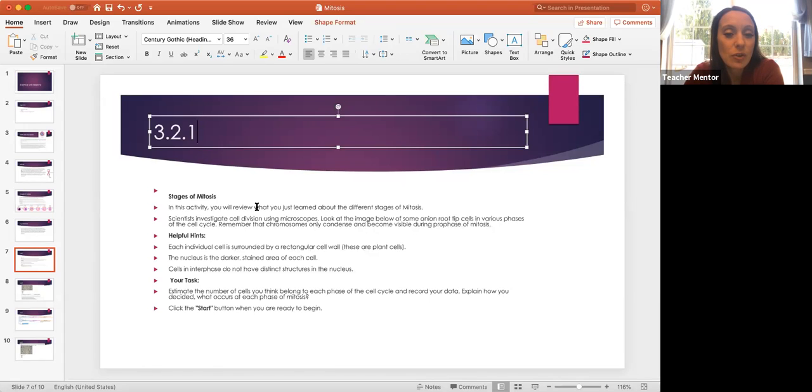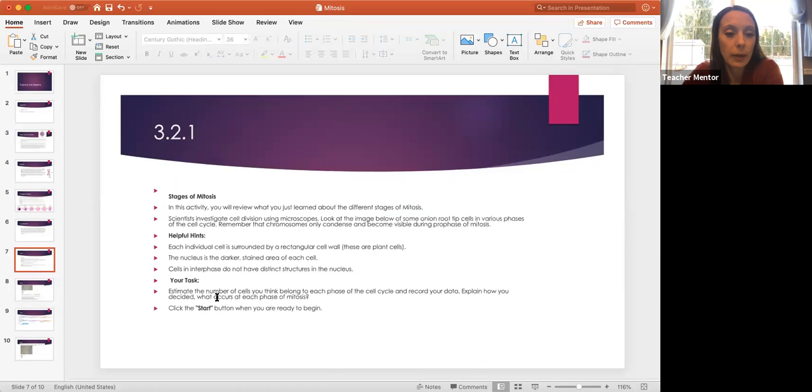Cells in interphase do not have distinct structures in the nucleus. So when you see a cell that is in that major part of its life cycle, the interphase, what you usually just see is a rectangular cell wall, and then a round, darker spot for that nucleus, okay? Here's your task. You're going to estimate the number of cells you think belong in each phase of the cell cycle and record your data. Explain how you decided what occurs in each phase of mitosis. And then you'll click the start button when you are ready to begin here, okay?